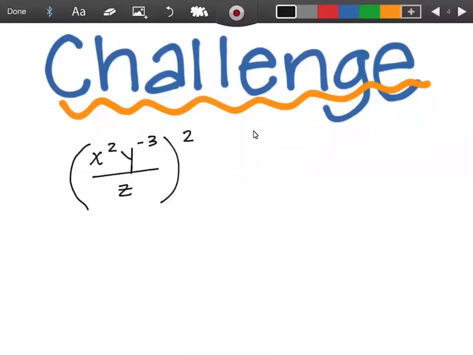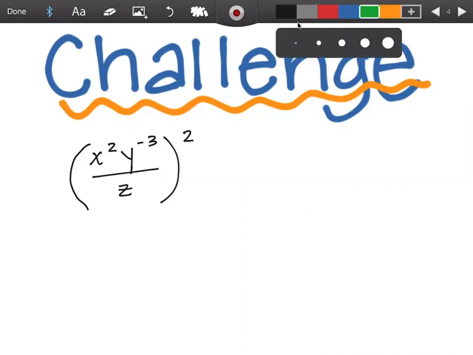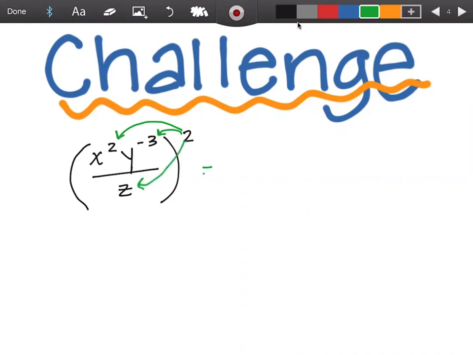All right, so this is another challenge. So we have x squared times y to the negative third power, all divided by z raised to the second power, all raised to the second power. Because we have something outside of parentheses, we're going to have to distribute it to every term within the parentheses. All right, so let's go ahead and rewrite what we're going to have.